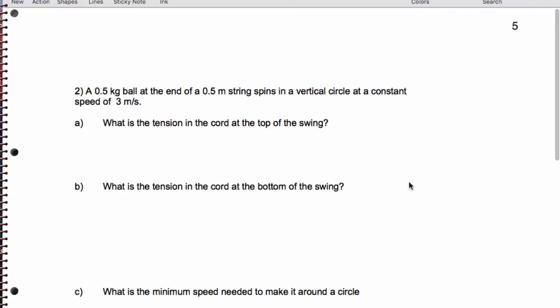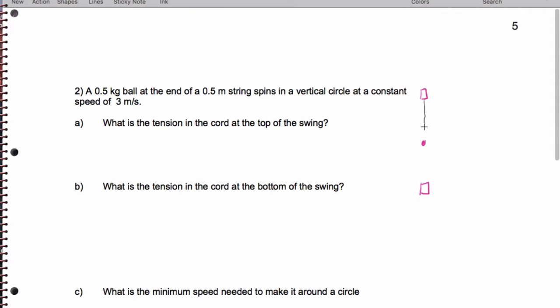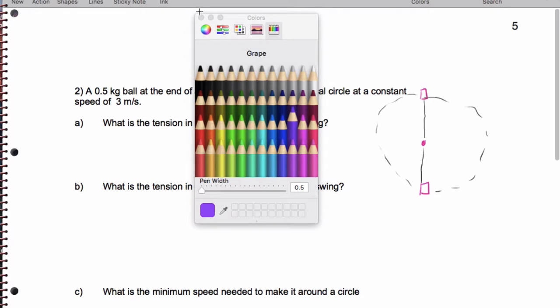All right, so we have a 1/2 kilogram ball spinning in a circle. This is a situation where here's the center of the circle. I'll draw the little object at the top and at the bottom of the swing, and we'll see how this works. Here's the string, here's one snapshot, here's another snapshot. What we're saying is that it's one object going around in a circle, and these are two different snapshots of it. So we want to know the tension in the cord at the top of the swing.